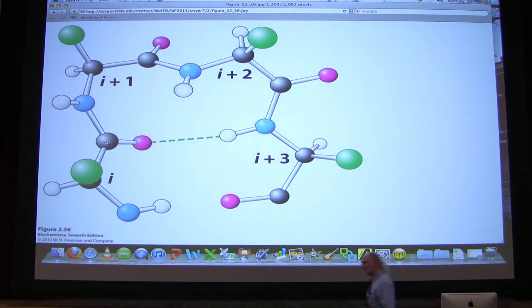Are there any beta sheets that have parallel and anti-parallel sections? I'm sure there are. I couldn't name one for you off the top of my head, but yes. So they're not exclusive to one way or the other.